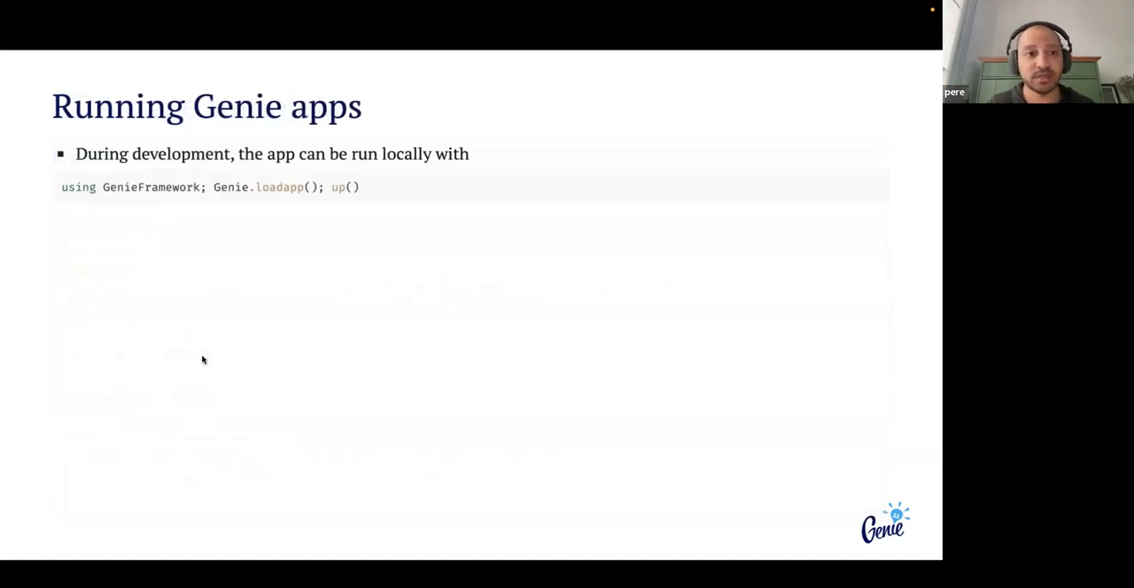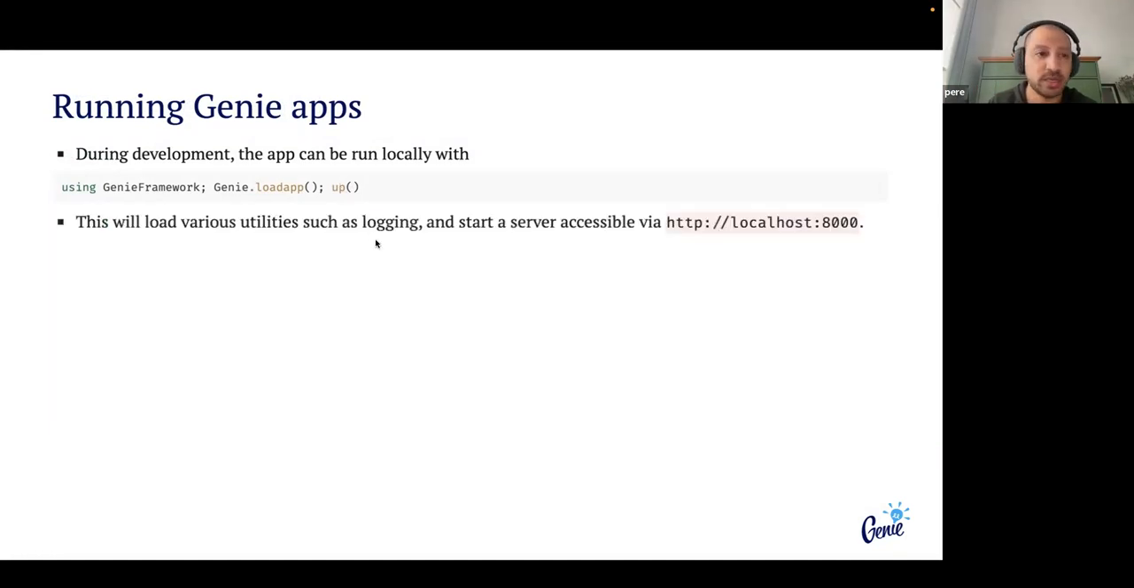To run Genie apps, you can launch them from the REPL. You just need to import the package and call the load_app function, and then spin up the server with the up call. And this will start the server, and you can access the app at port 8000.